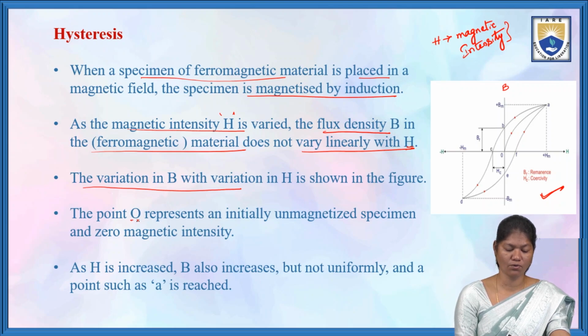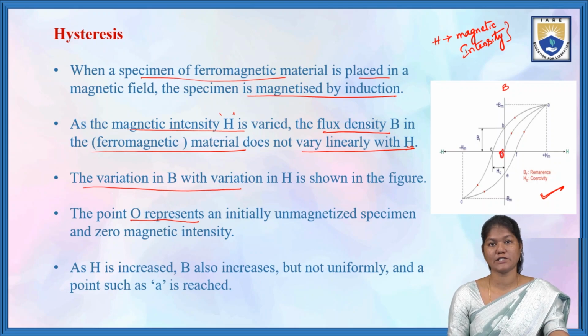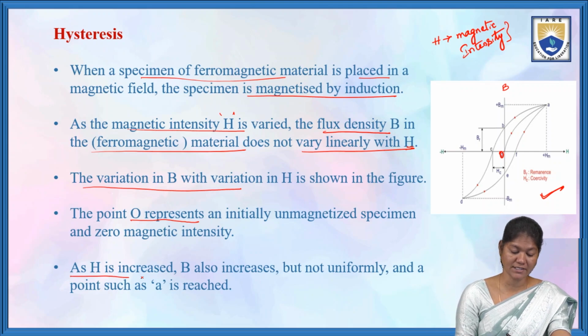The point O in this diagram represents an initially unmagnetized specimen. At point O, the specimen is unmagnetized, that is, the magnetic intensity is 0, which means that the magnetic field is absent at point O. The specimen is unmagnetized as there is 0 magnetic intensity.